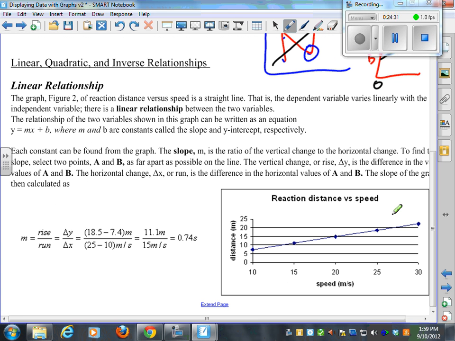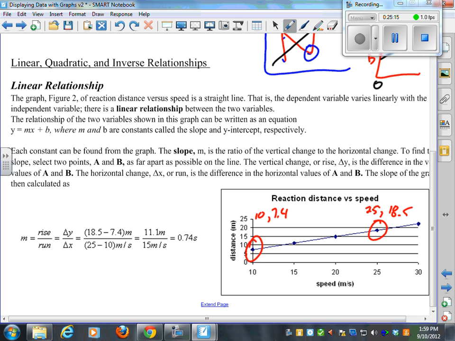So let's look at the slope of this line right here. Now I've selected 2 points. It looks like I've used this point and this point here. You might want to jot these numbers down. What's the x and y coordinates for this point right here? Well, the x is clearly 10, and the y looks to be somewhere between 5 and 10. I can see over here it's 7.4. Those are the x and y coordinates for that point. These x and y coordinates are 25 and 18.5. So those are my points: 10 and 7.4, 25 and 18.5.